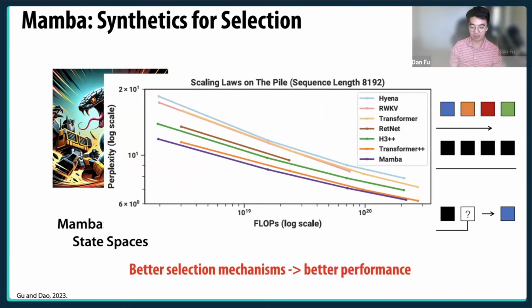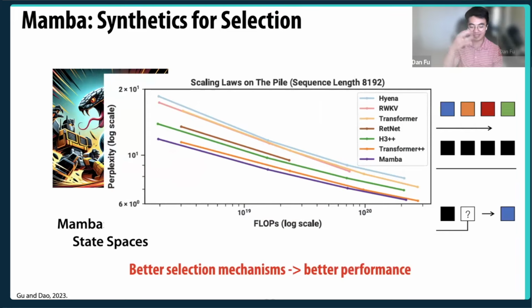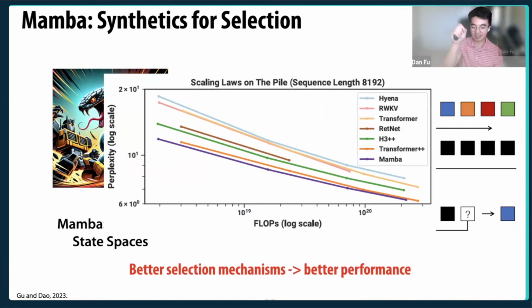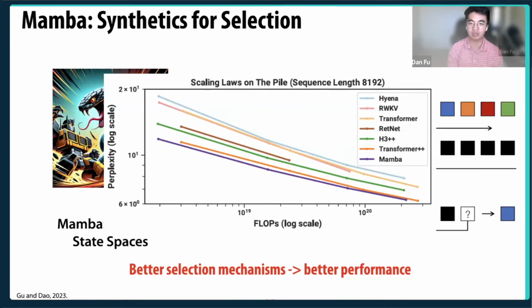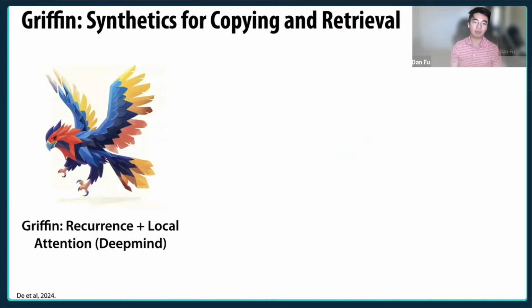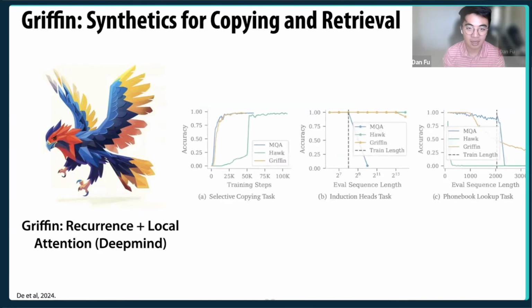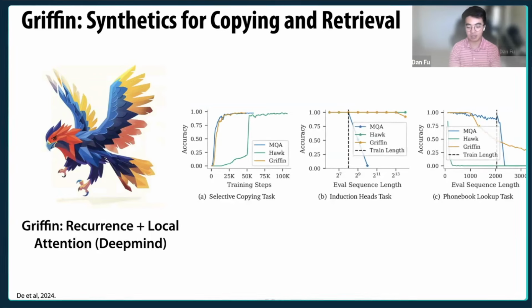You can see there's Hyena and RWKV, which look kind of like H3. There's an H3++ where they tweak the selection a little bit. Then Mamba adds some more selection mechanisms into the actual parameterization of the state space model itself. This Hawk and Griffin work out of Google DeepMind also tries to tackle this problem, and they also introduce a set of synthetics for copying and retrieval. So the selective copying task is very similar to the associative recall. Induction head is very similar. Then there's also this phone book lookup.